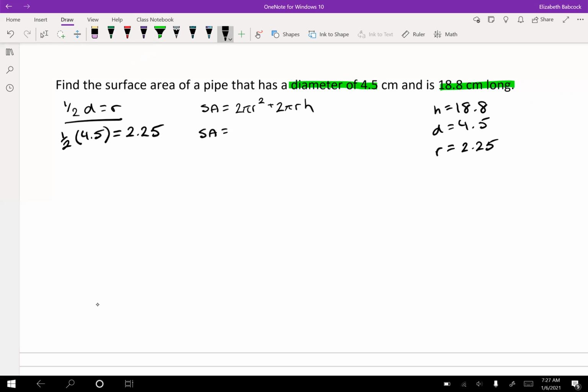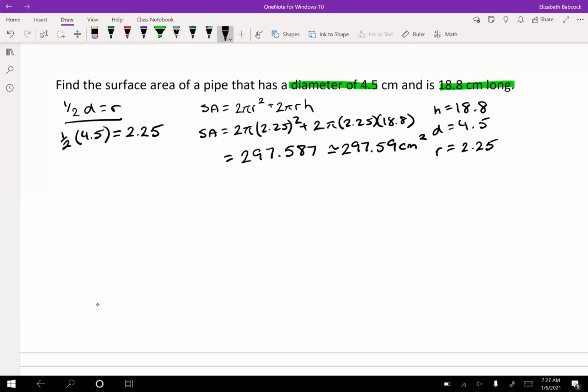Okay, so surface area equals 2 pi 2.25 squared plus 2 pi 2.25 times 18.8. Okay, calculate it all out, you end up with an answer of 297.587, which rounds to 297.59. Put our units back. They were centimeters originally, so they're centimeters now. Okay, if at any point this video is going too fast, remember you can pause it, fill in what you have, and then keep going.